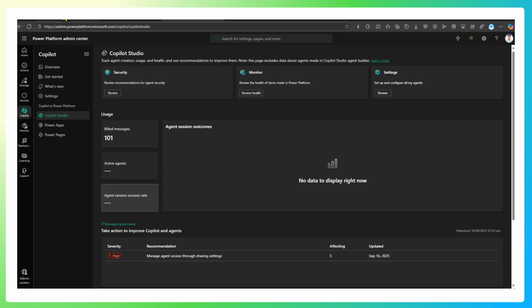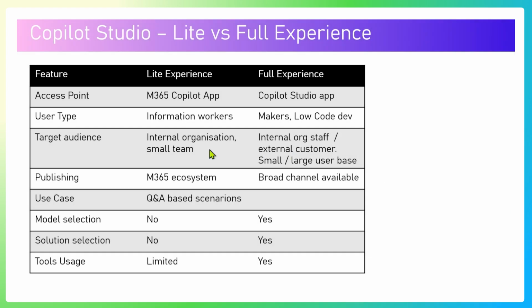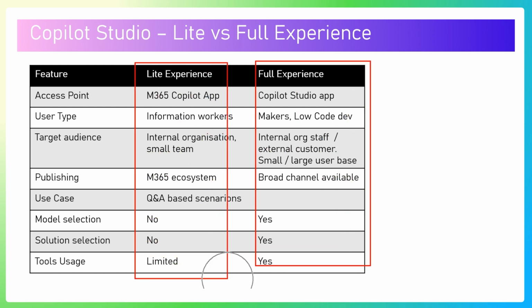So that's it, folks. This is all about the different sets of interface through which you can create an agent, namely light versus full experience. As I explained the difference between light and full experience, full gives you that full capability. Light experience is just for starters who want to get hold of how to create an agent, with limited use. But if you want to have a full blown experience, navigate to Copilot Studio to gain that full experience.